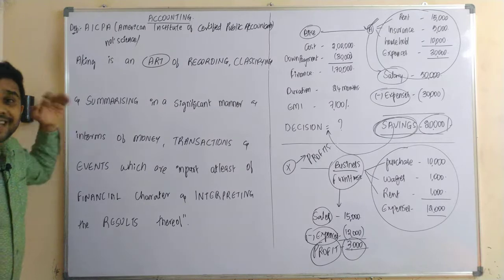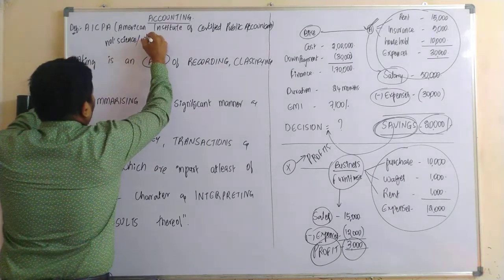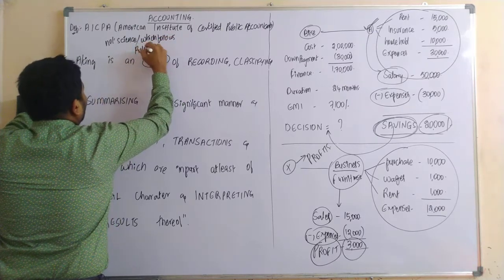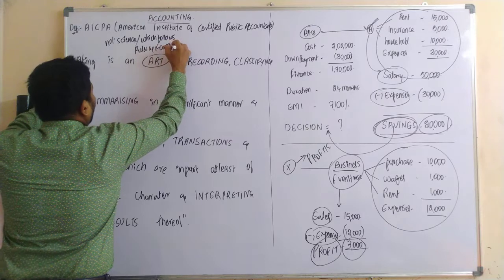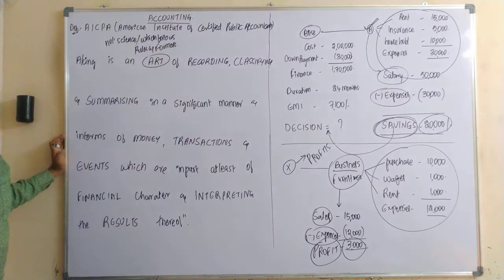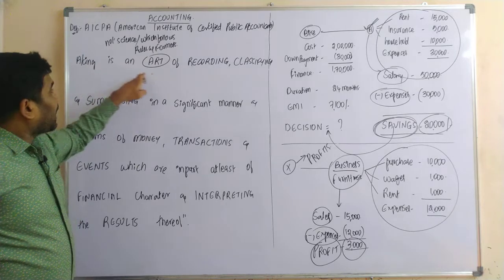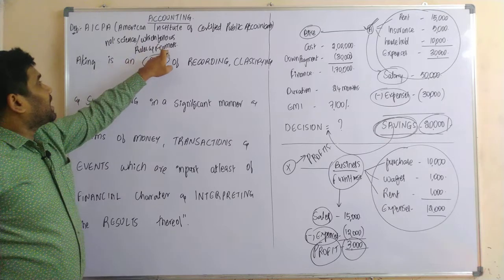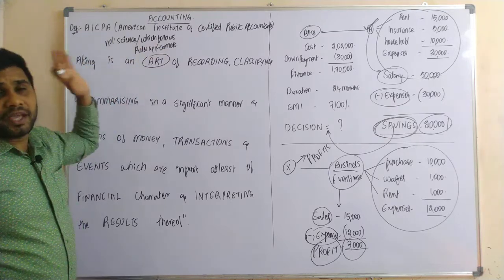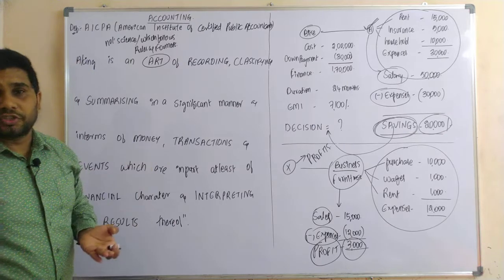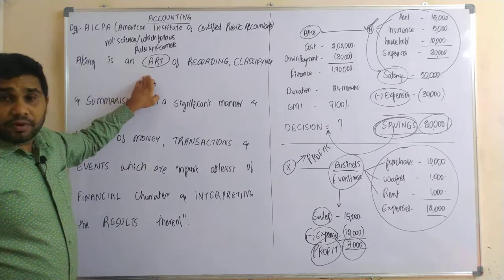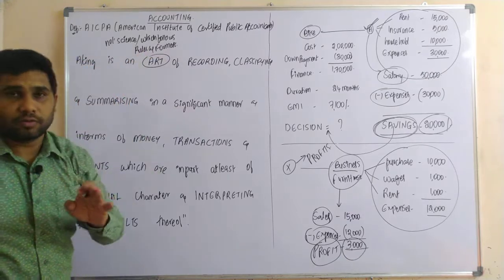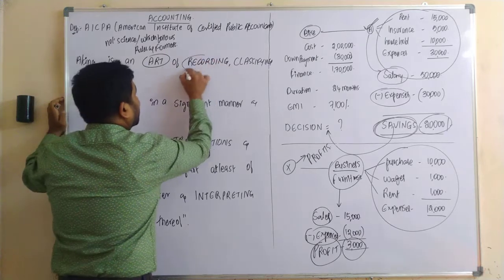Art is nothing but which is not science or which follows rules and formats. Accounting is an art. Art is nothing but which is not science or which follows rules and formats which are given by AICPA or other institutes. So that means for preparation of accounting, we are having some rules and we are having some formats which we are supposed to follow. Yes or no? Of recording.